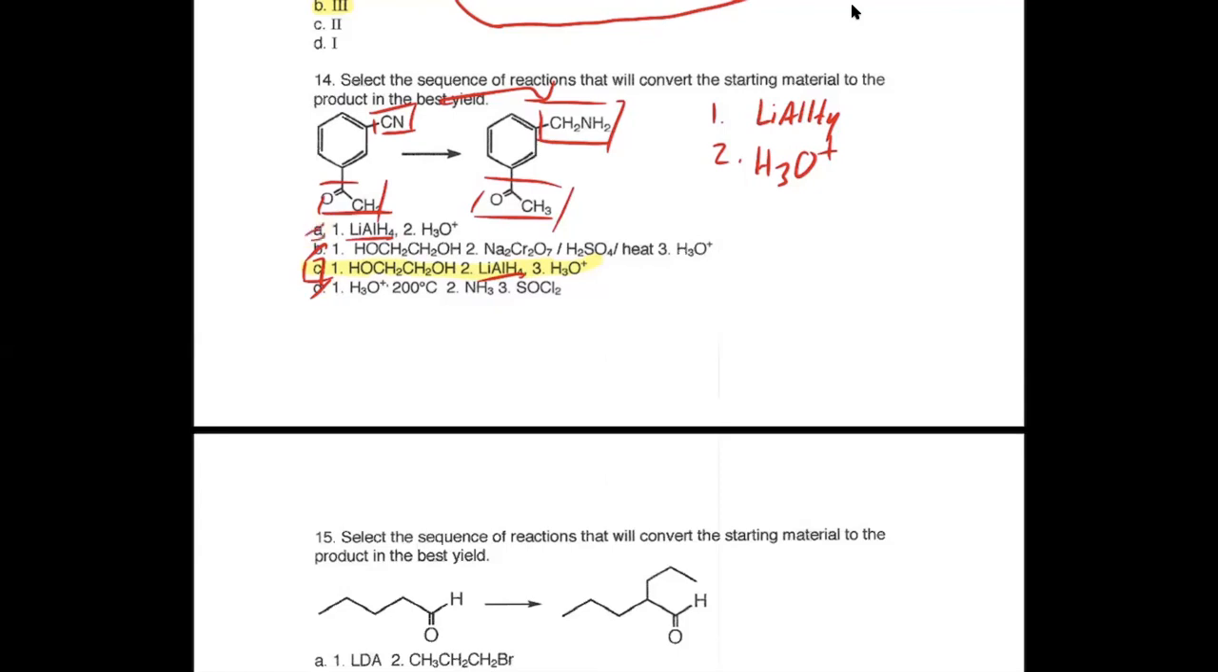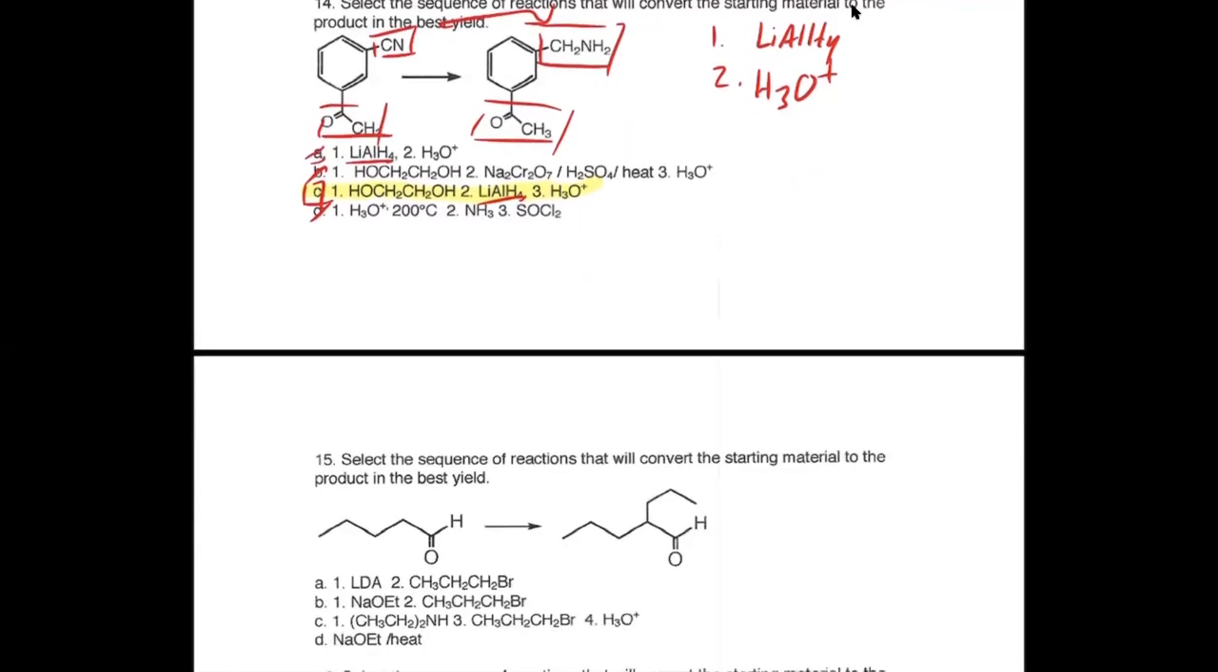Okay, and then after we do that, we do the lithium aluminum hydride. That's going to reduce the nitrile to the primary amine. Then when you do H3O plus, that's going to hydrolyze our protecting group, as well as continue with the last part of that reduction. So that's how you would get back to the ketone.